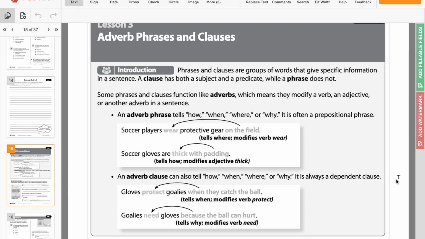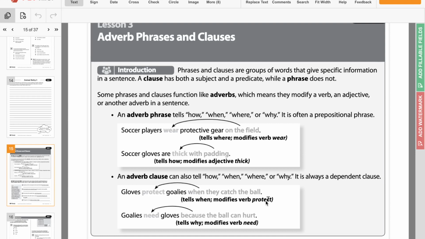If I just said, when they catch the ball, you would say, when they catch the ball, what? Like, what's going to happen? Because it's not a complete thought. So it doesn't make sense on its own, so it's a dependent clause. An adverb clause is always a dependent clause, and it answers those questions of either how, when, where, or why.